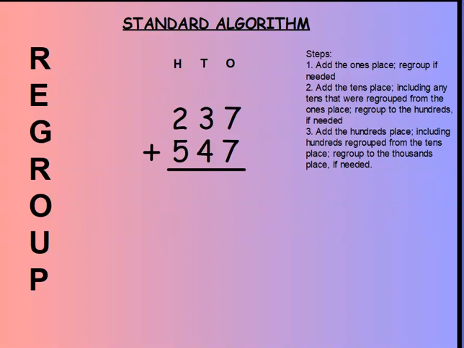I have to regroup that 14. So 14 is made up of 4 ones and one group of 10. 14 is 10 plus 4. So this is what we regrouped. I have to make sure if it's a group of 10, I'm putting it in the tens place.